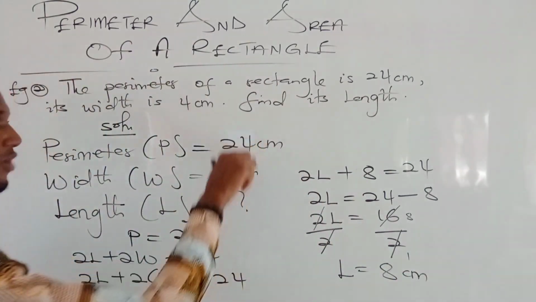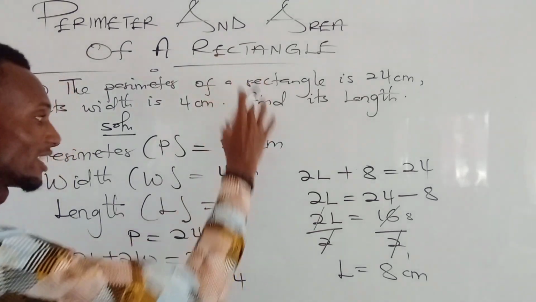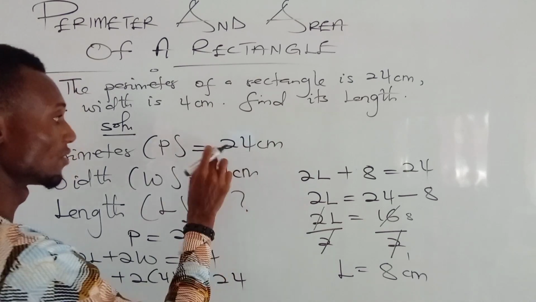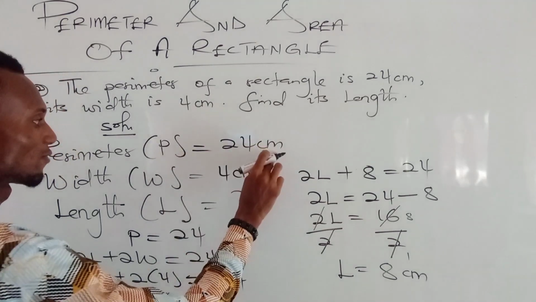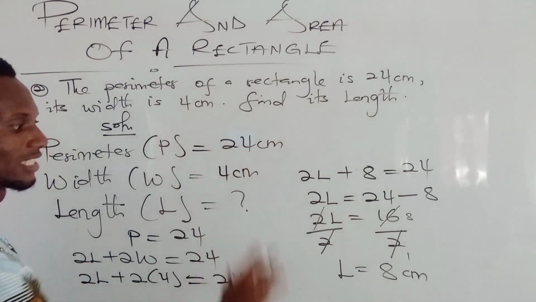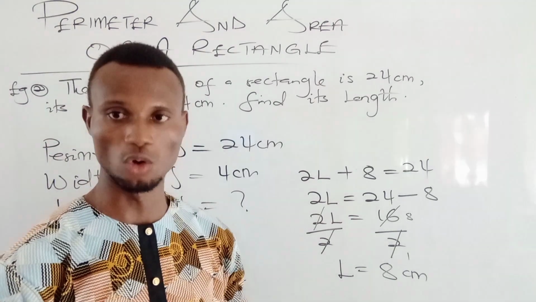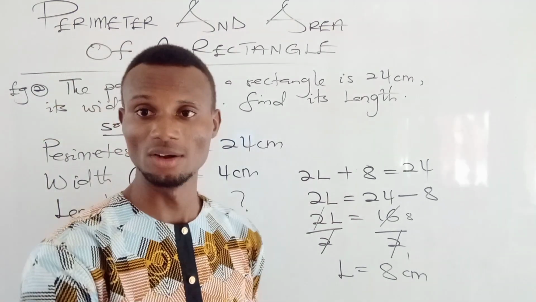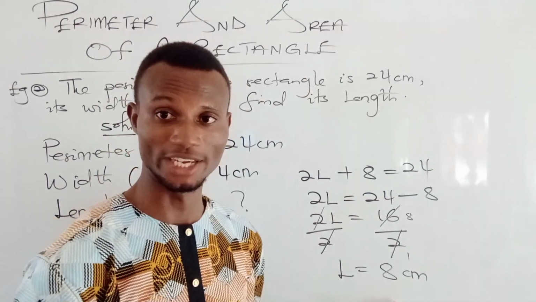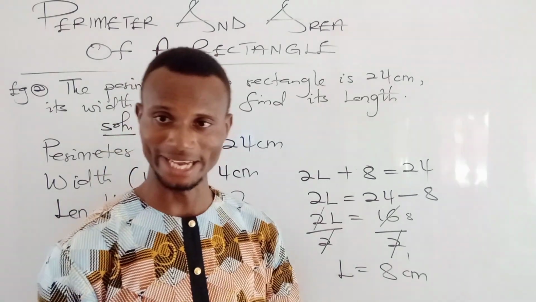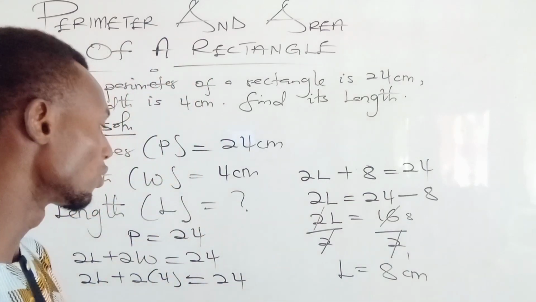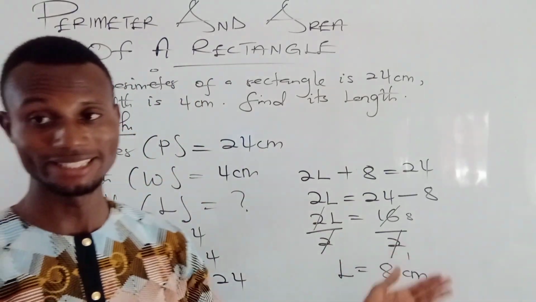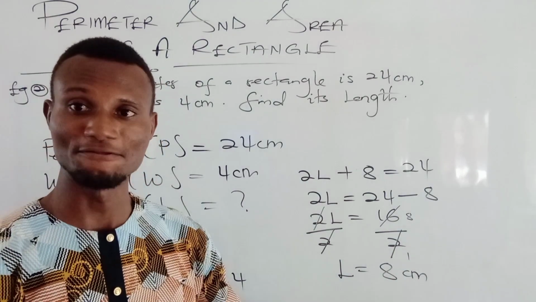We are dealing with centimeters here from the question. The values we have been given, the unit is centimeters. We can see that the perimeter is 24 centimeters. The width is also 4 centimeters. So of course, the length will also be in centimeters. So this is your value for L. It means the length is 8 centimeters. So you can conclude that therefore the length of the rectangle is 8 centimeters. This is the final answer.